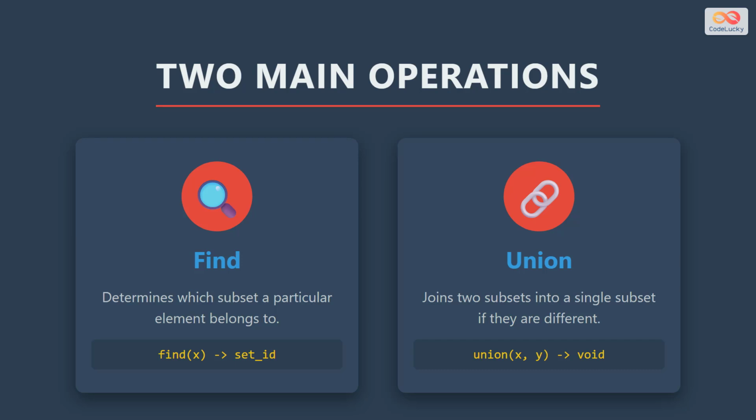The union find structure relies on two primary operations. First is find. This operation tells us which subset a particular element belongs to. It essentially returns a representative ID for that group. The second operation is union. This joins two different subsets into a single one. If we add a connection between two elements, we use union to merge their respective groups.